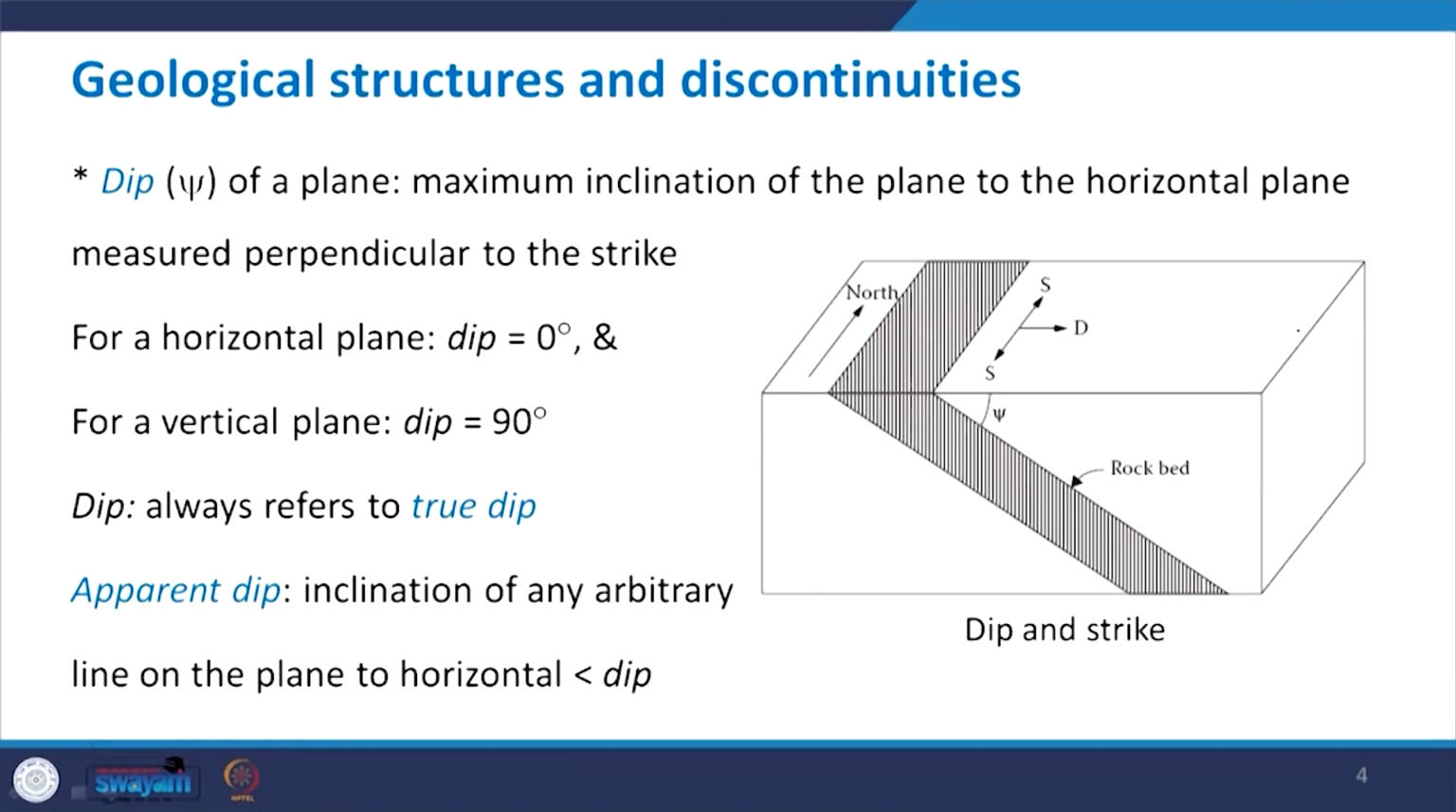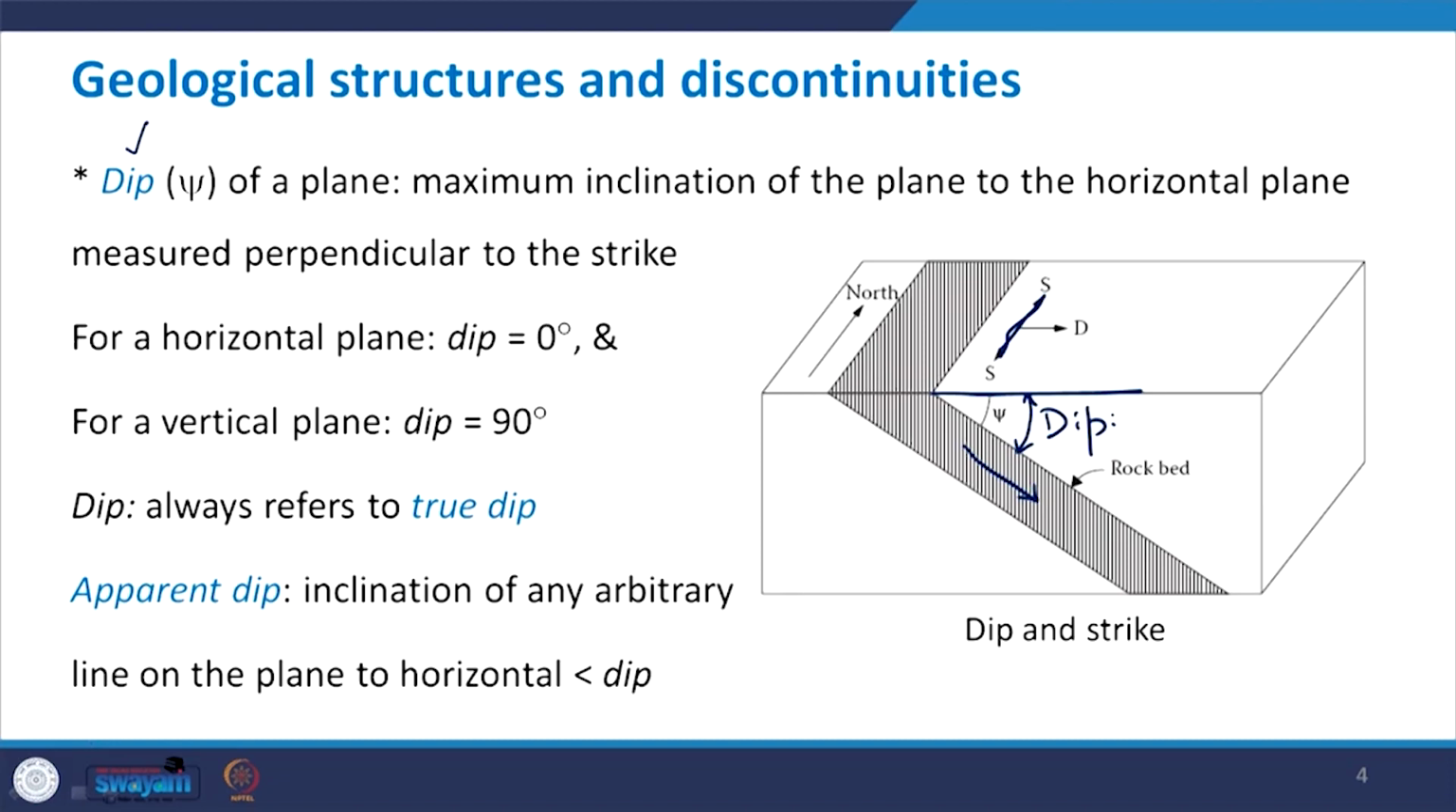Coming to the next aspect, which is the dip of the plane, you can see that it is the maximum inclination of the plane to the horizontal plane, which is measured perpendicular to the strike. So you see, this is the strike, the horizontal line is this, and this is the rock bed. So this angle is going to be the dip of the plane.